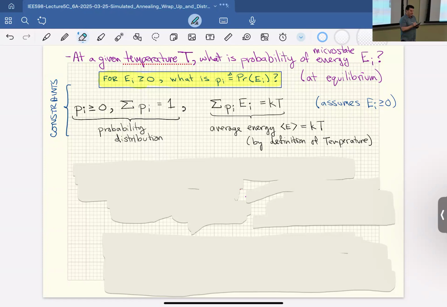Here are our constraints. We were told that it was a probability distribution. We are trying to solve for these pi. What do we know about the pi? They're all greater than or equal to 0. What else do we know about them? They're a probability distribution, so they all add up to 1. That's one set of constraints that we know. What's the other thing that we know?